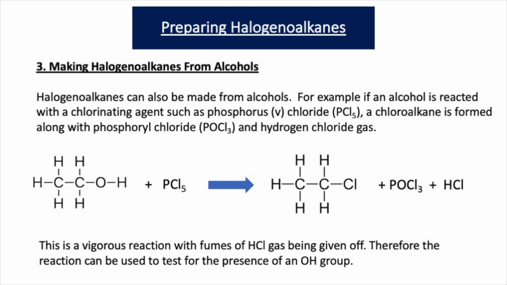Now it's very common in exams for you to be asked how to convert an OH group into a Cl group, and PCl5 would do this as it's a chlorinating agent, and it could be used with other compounds, not just alcohols. If there's an OH group present and you react it with PCl5, the OH will change to a Cl.